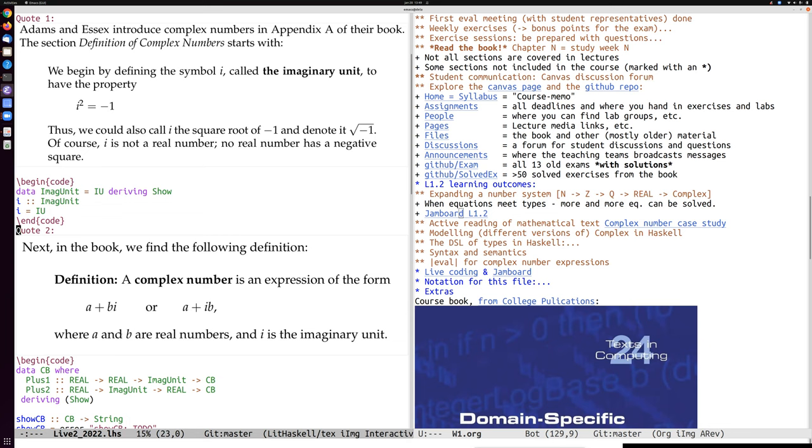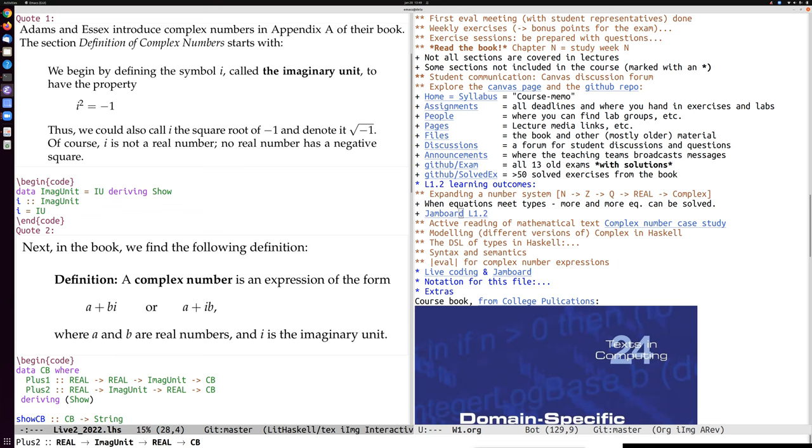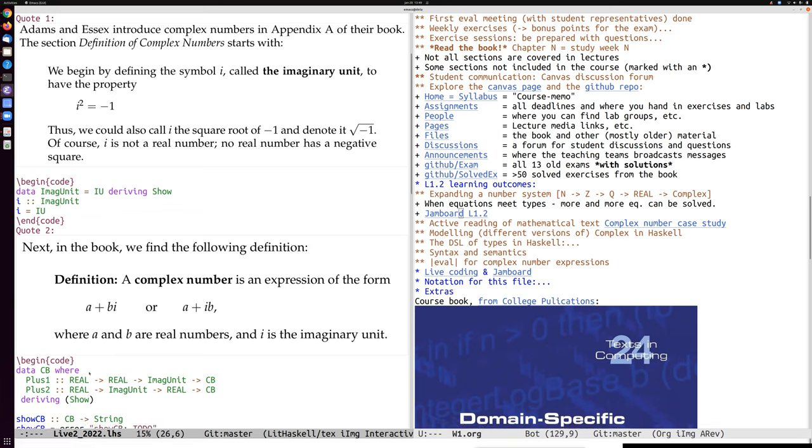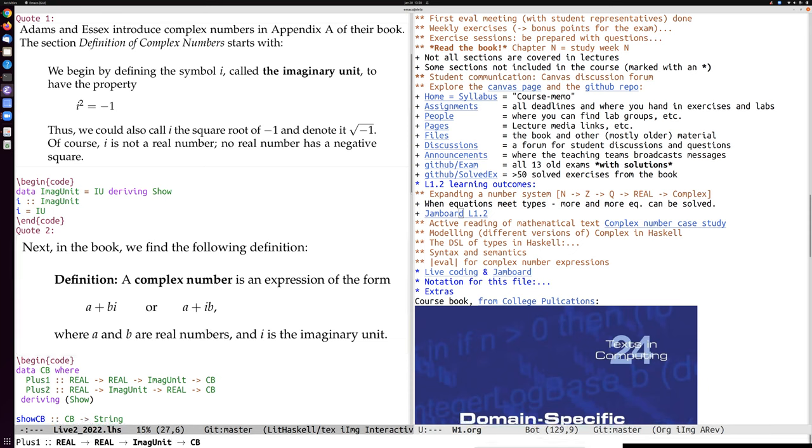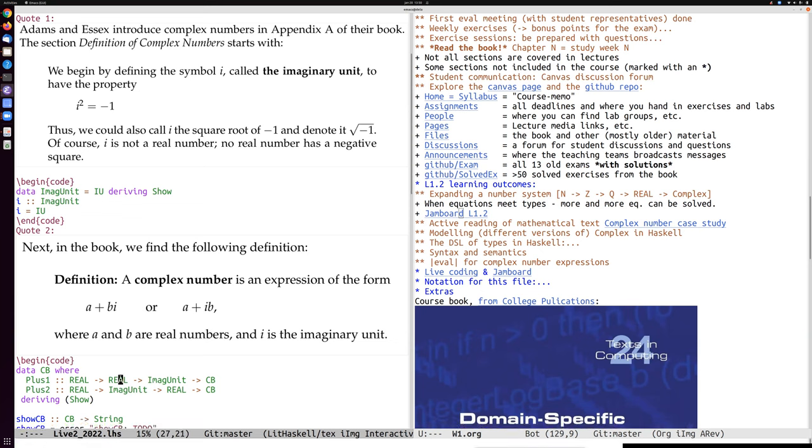So as it says, it's an expression of the form this or that, which indicates that there are two ways of building complex numbers. So I'd introduce a data type here: complex numbers version B. There might be a version A or a version C or version D later, but this is version B of complex numbers. This is trying to code up the two forms of expressions of complex numbers according to this textbook. So either it's the plus one constructor or the plus two constructor. Both use a plus here, so I just have to name them differently. I call one plus one and the other plus two. And this has two real numbers as arguments, that's the a and b, and then an imaginary unit, which perhaps could be something other than i, but so far we only have one value in this data type.